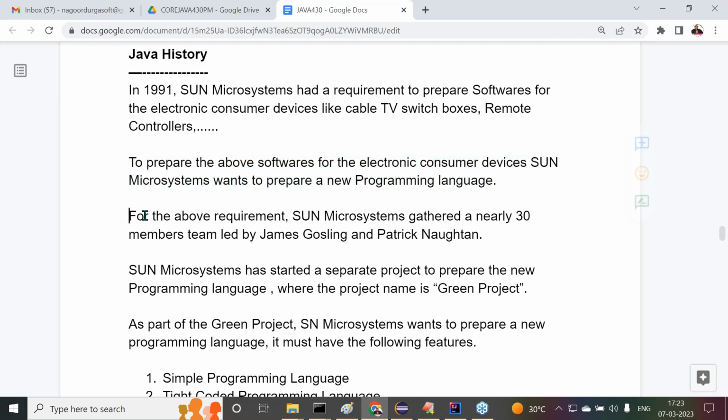All right. For the above requirement, Sun Microsystems gathered a nearly 30-member team led by James Gosling and Patrick Naughton. The two members are leads for the 30-member team.